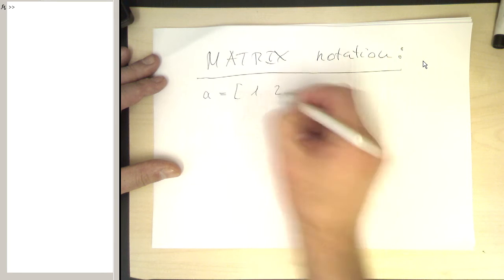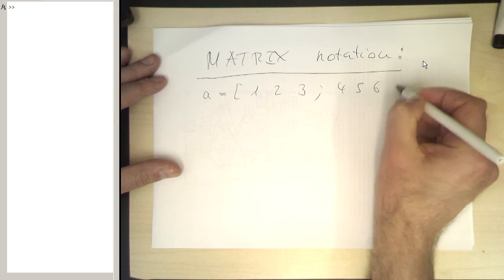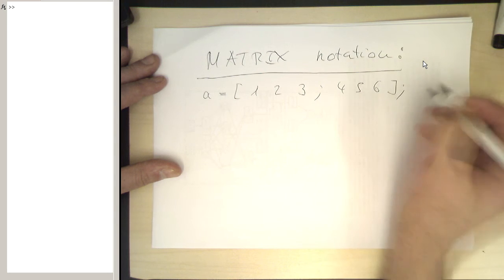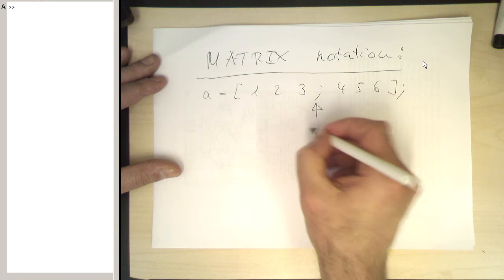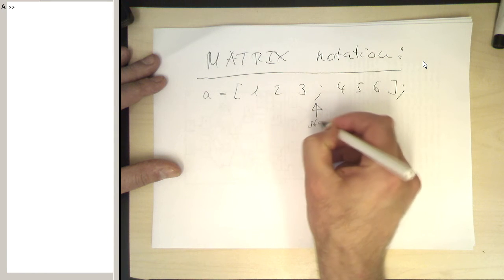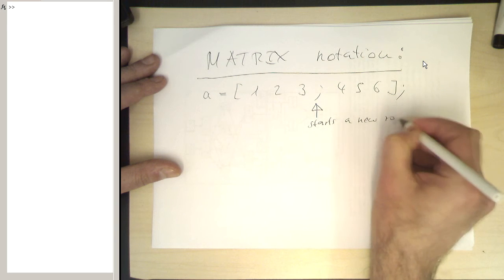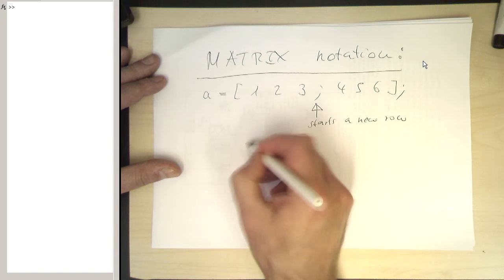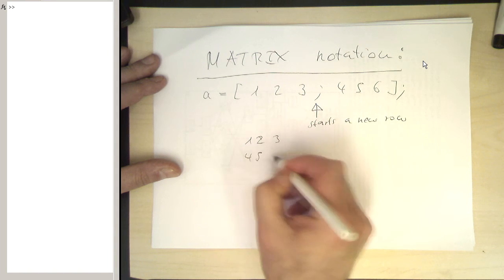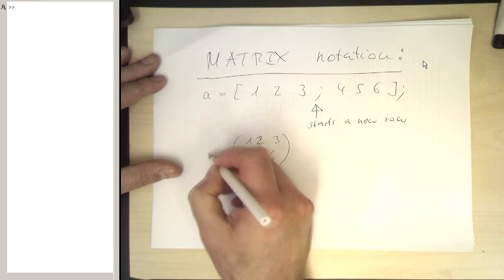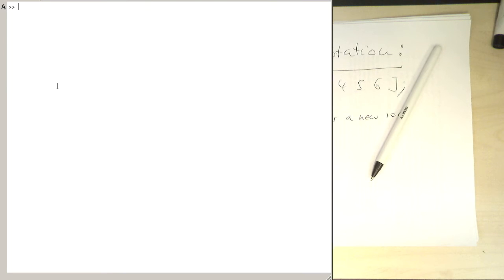So let's create this here: 1, 2, 3, semicolon, 4, 5, 6. Now we see there's a semicolon here in the middle, and this creates a new row, or starts a new row, so that we are getting a matrix which looks like that. Let's quickly create this in MATLAB.